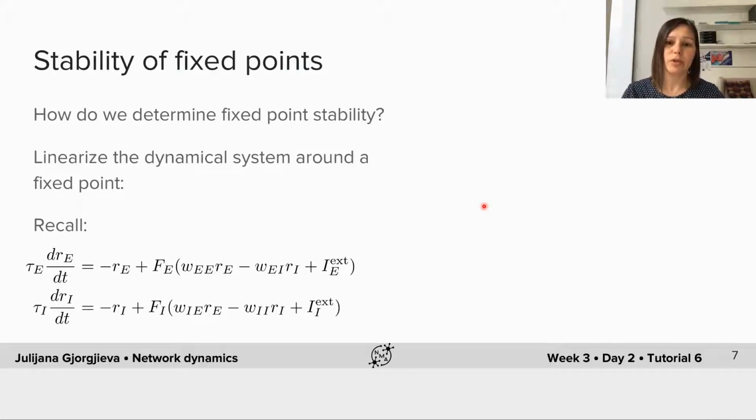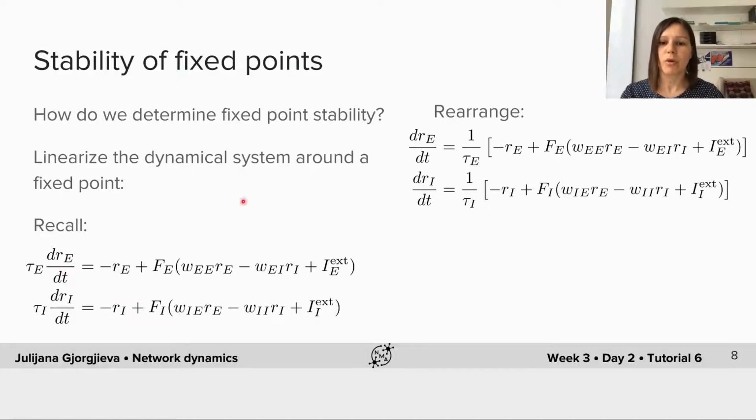To see how we do this linearization, we take a look at the set of equations that describe the Wilson-Cowan system, which tell us how the excitatory and the inhibitory population evolve in time. We're going to do a slight rearranging of these equations, where we take the time constants tau E and tau I on the left-hand side of the equation and move them to the right-hand side of the equation.